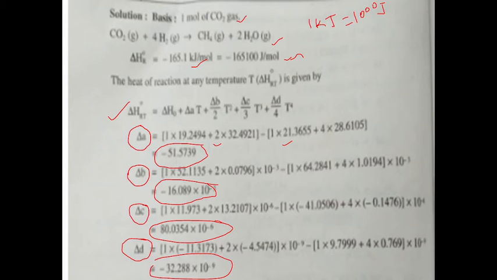Students, keep in mind all these component values are calculated from this expression. So how will you calculate these values? Product minus reactant. Are you clear on that? Okay. Keep in mind, all these components delta A, delta B, delta C, delta D values are calculated using the expression product minus reactant. Are you clear on that? Okay.